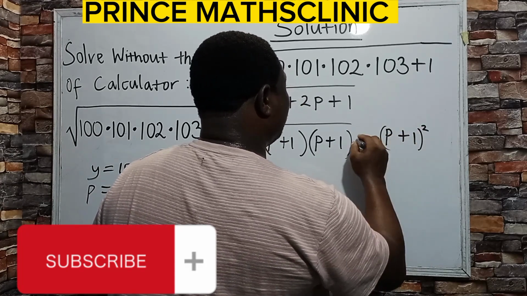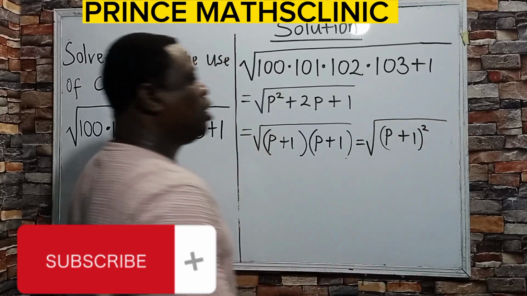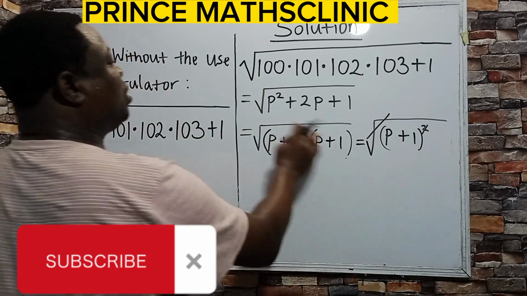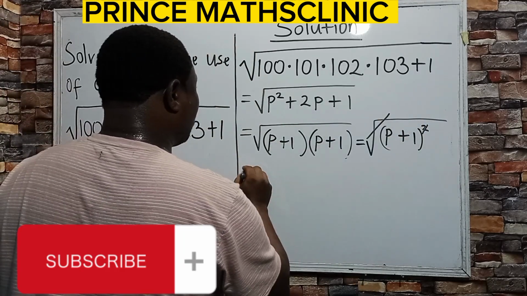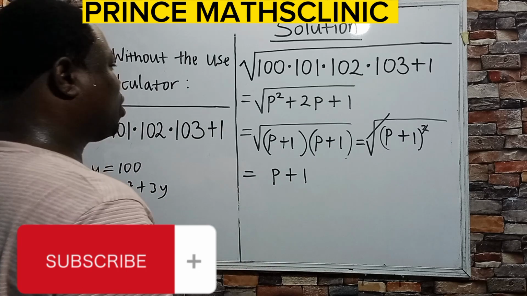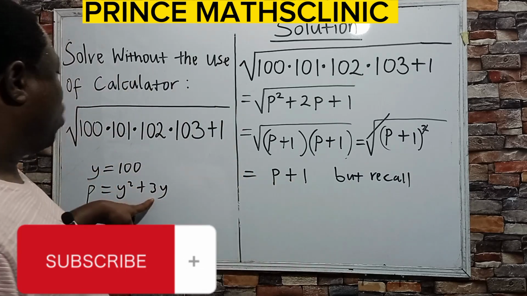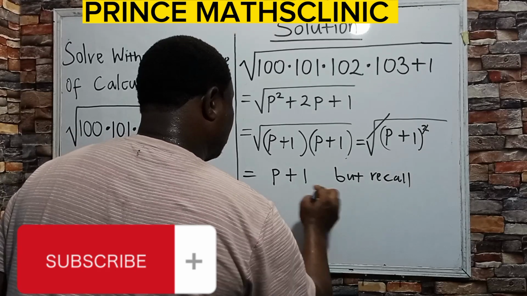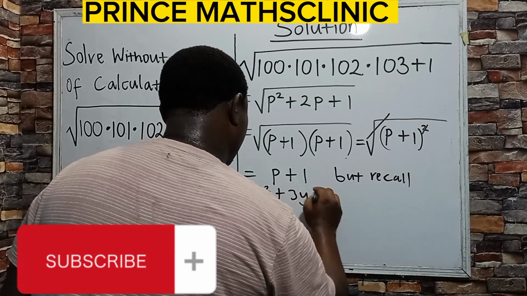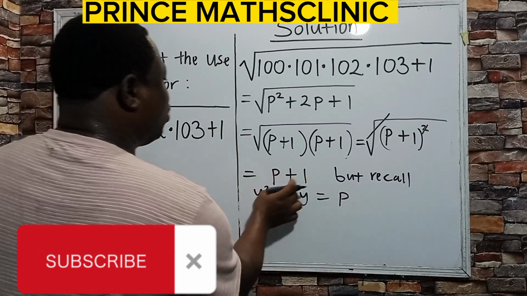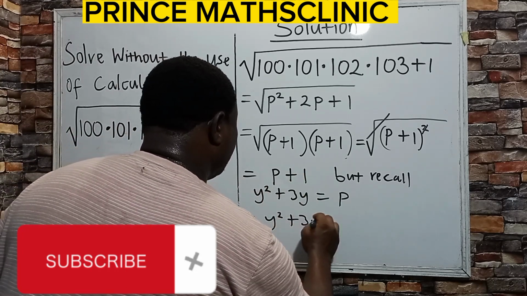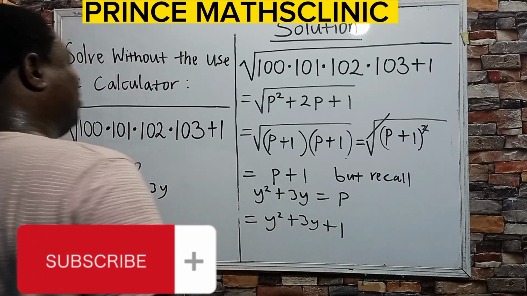Then don't forget the square root. Eventually, the square will cancel the square root. So all of this reduces to p plus 1. But recall that I said that my p is y squared plus 3y. So anywhere I see p now, I'm going to put y squared plus 3y. So this becomes y squared plus 3y plus 1.